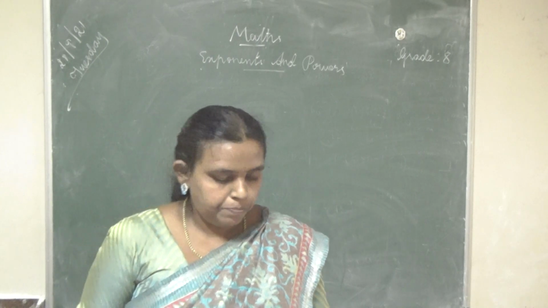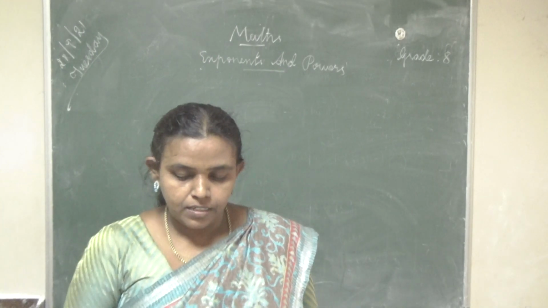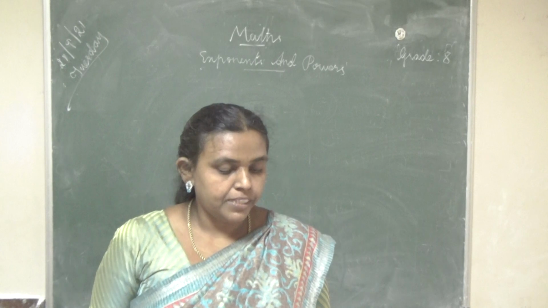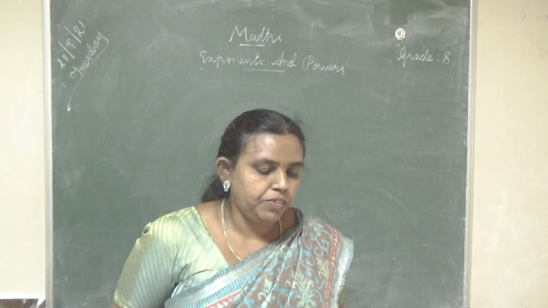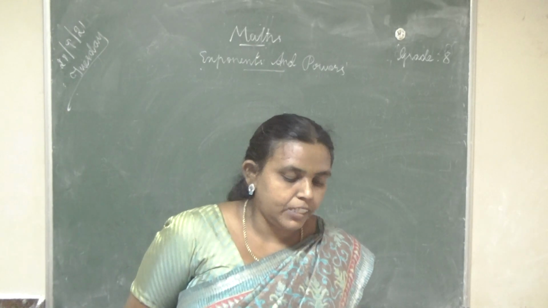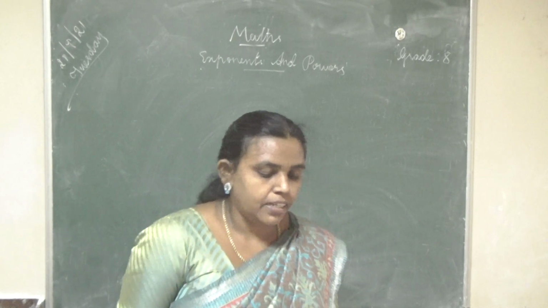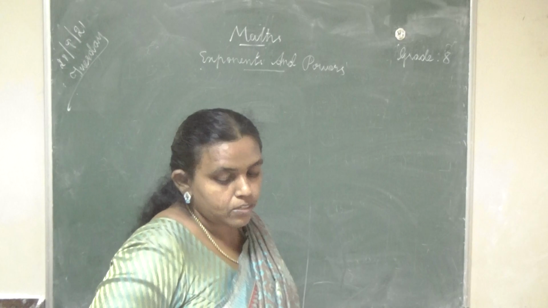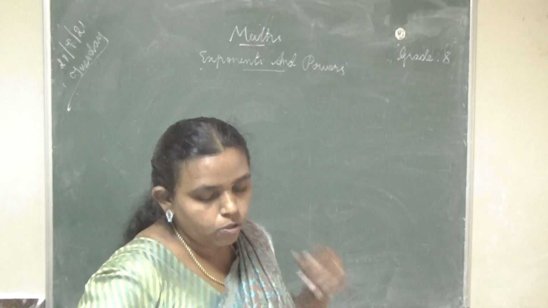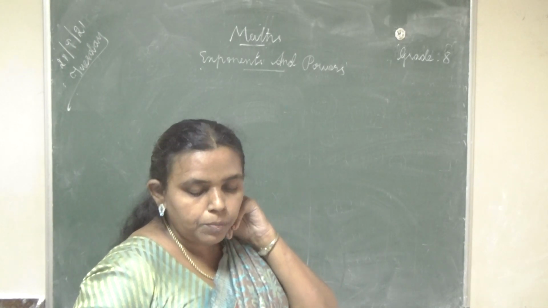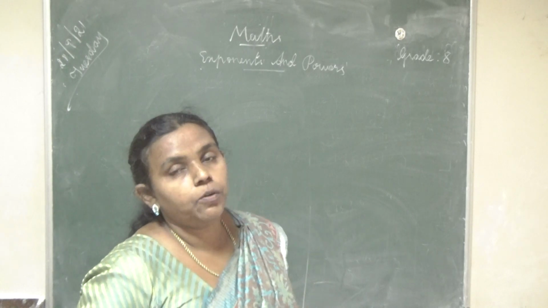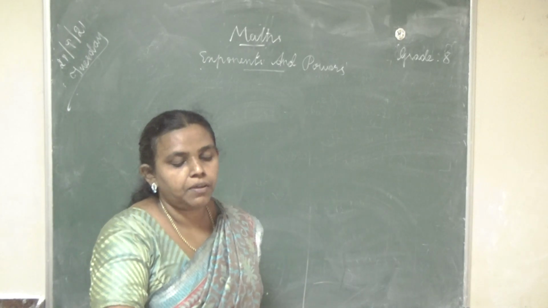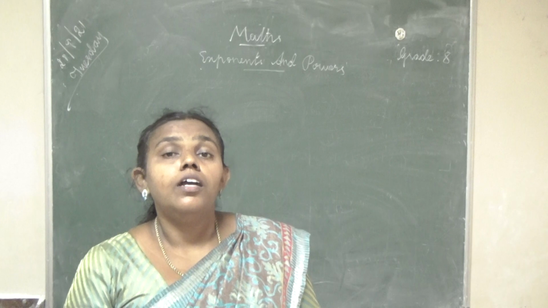Tenth question, page number 30, example 10. By what number should we multiply 2 by 3 the whole power minus 2 to get the answer? We have to multiply a number with 2 by 3 the whole power minus 2 so that we will get the answer. What is the answer? 3 by 4 the whole power minus 1.